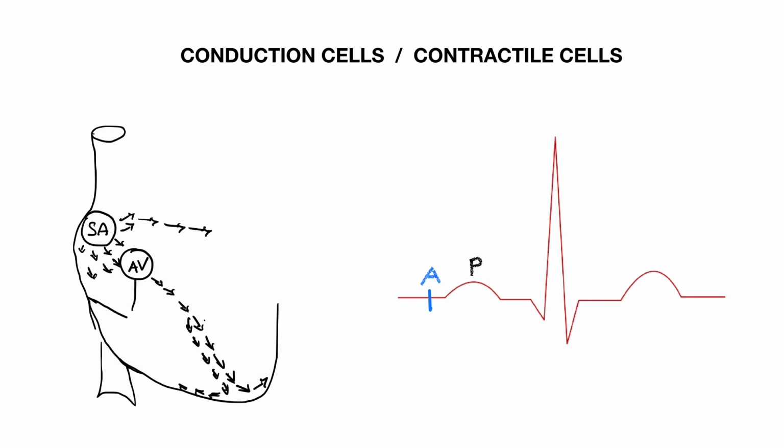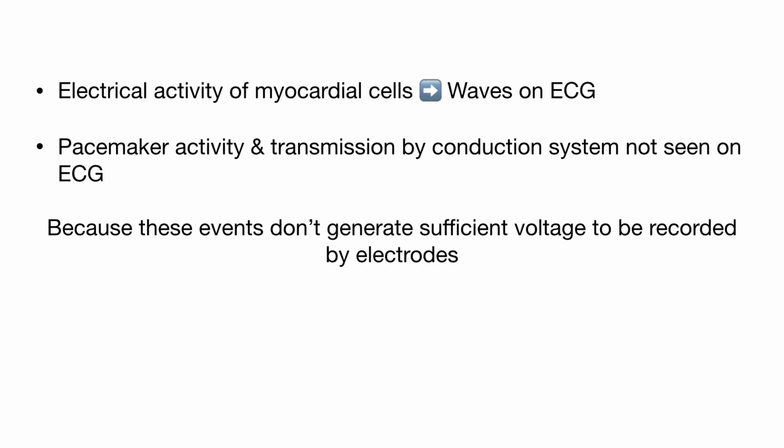For example, at point A, the SA node might have discharged an action potential to result in atrial depolarization, but I am not seeing any wave at point A. There is an isoelectric line only, but I see the P wave representing atrial depolarization, that is, depolarization of atrial contractile myocytes. Why can't we record depolarization or repolarization of specialized cells? It is because conduction cells don't generate sufficient voltage to be recorded by electrodes.